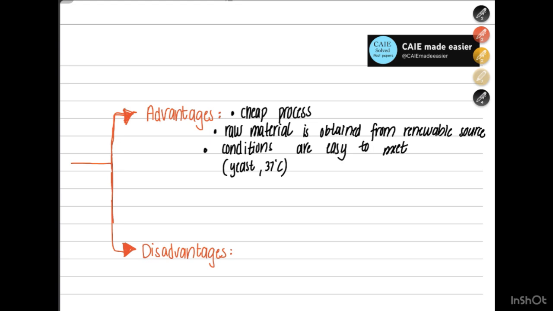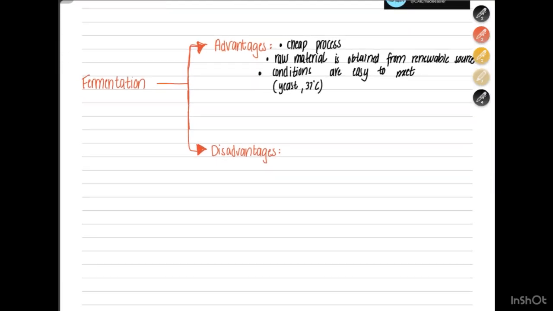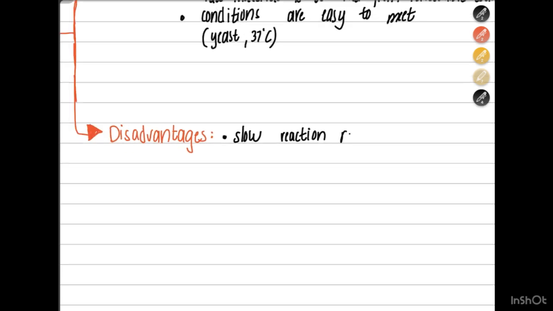But just like every other point, it has some disadvantages as well. First is that it's a slow reaction rate. I'm going to talk about pizzas again. When you make pizzas, you need to leave your dough for 2 hours, right? So it takes a long time to produce ethanol. And one more thing, impure ethanol is produced.